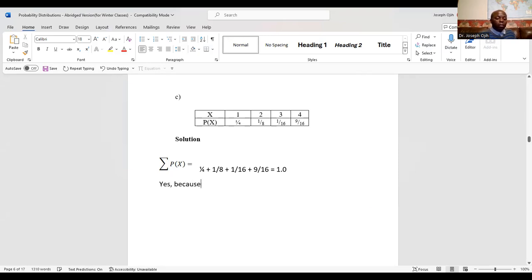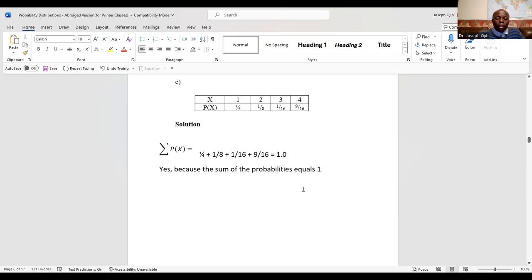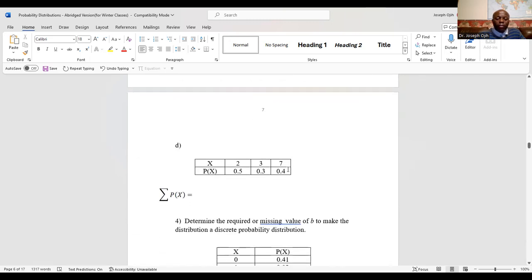Because the sum of the probabilities equals 1. Okay. So now we try the next one, which is this one here. Is it a probability distribution? We'll see. Let's check.